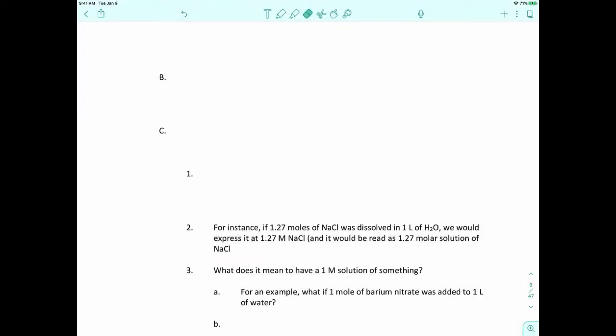Now that we've talked about the basic reactions that occur in aqueous solutions, now we can turn our attention back to stoichiometry and figure out how we can express a concentration of an aqueous solution. So the last part of chapter 5 in our textbook discusses how solutions are connected to stoichiometry.